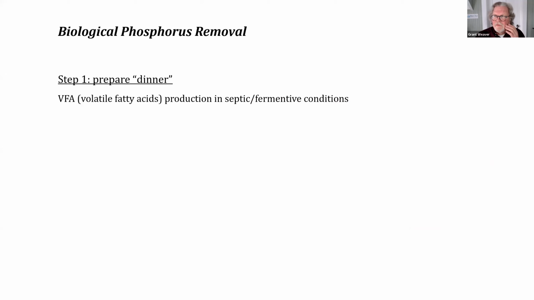Bacteria that remove phosphorus are fussy eaters. The food they like to eat is called volatile fatty acids. By analogy, the panda bears at the National Zoo are very fussy eaters too. They're cuter than the phosphorus removing bacteria, but it's the same idea. If you don't have volatile fatty acids, the phosphorus removing bacteria are not going to grow.